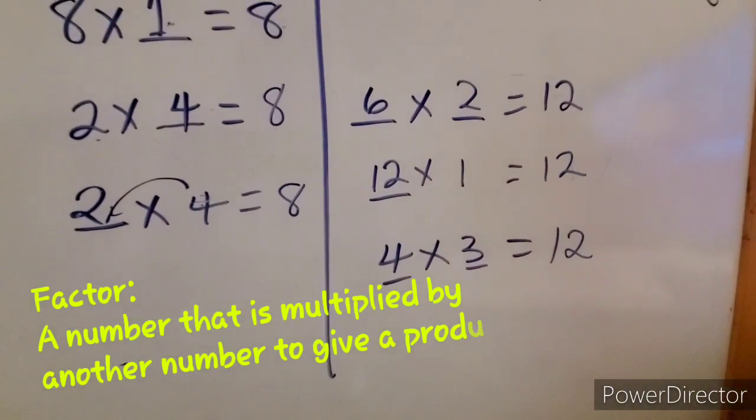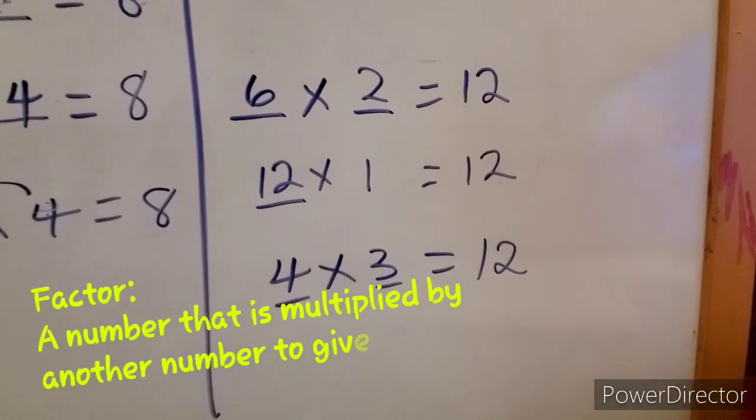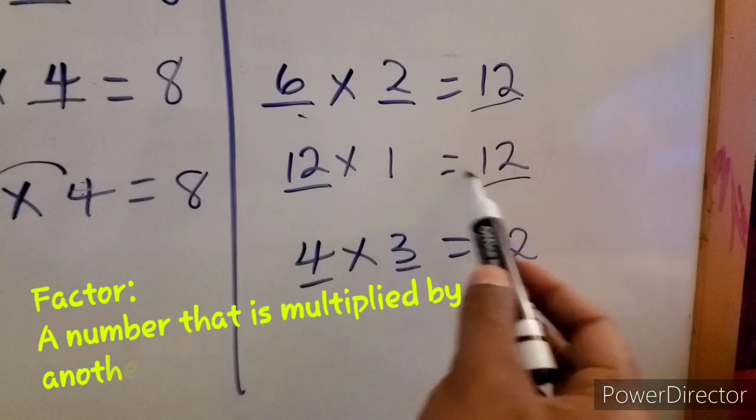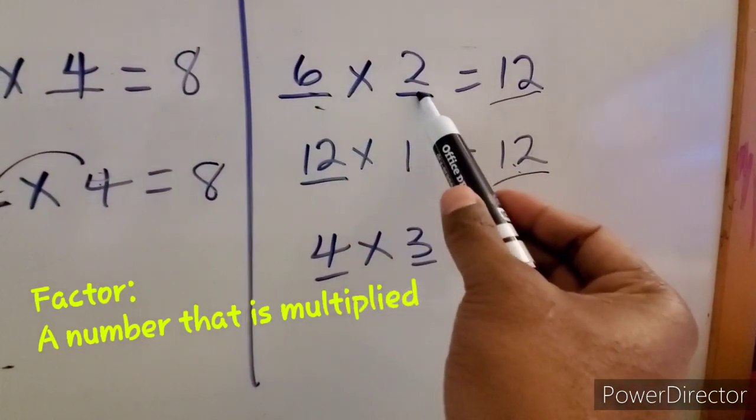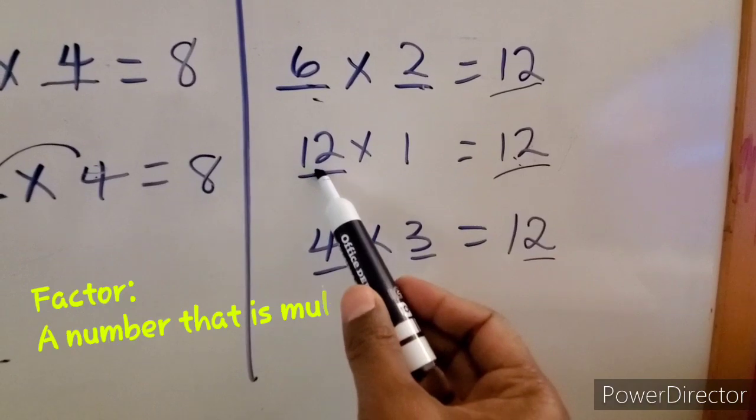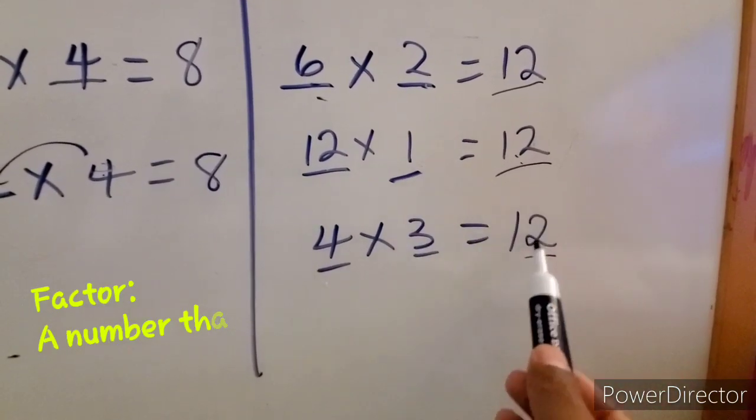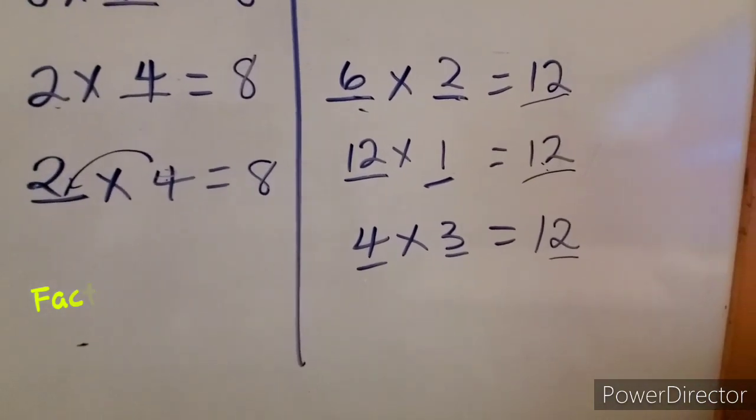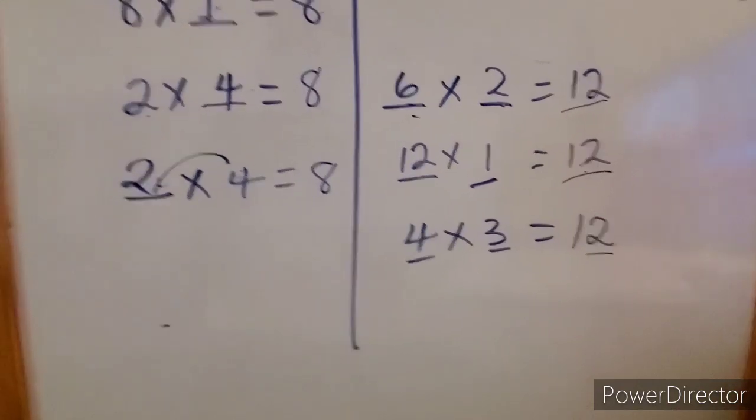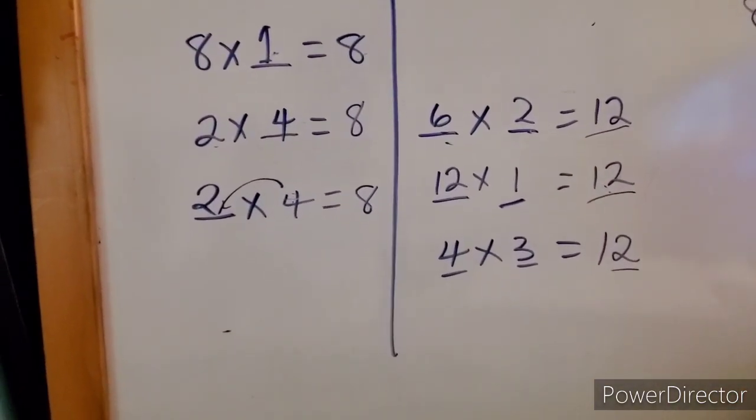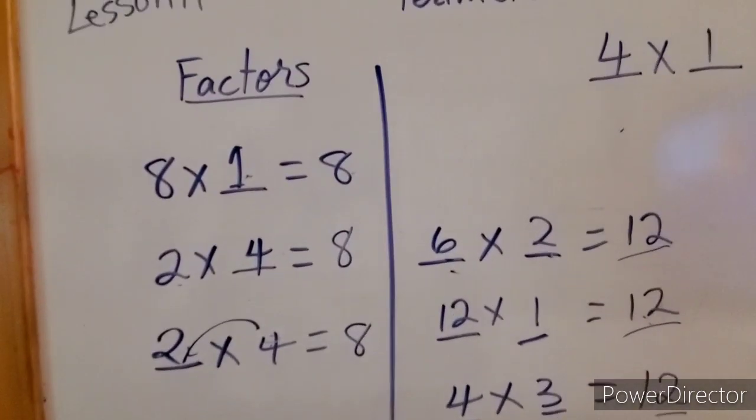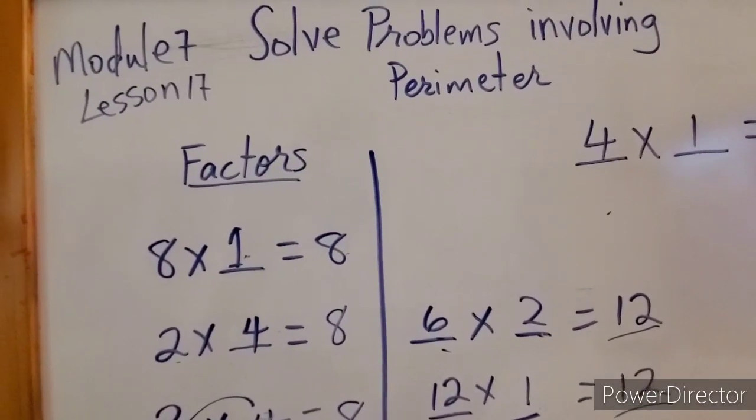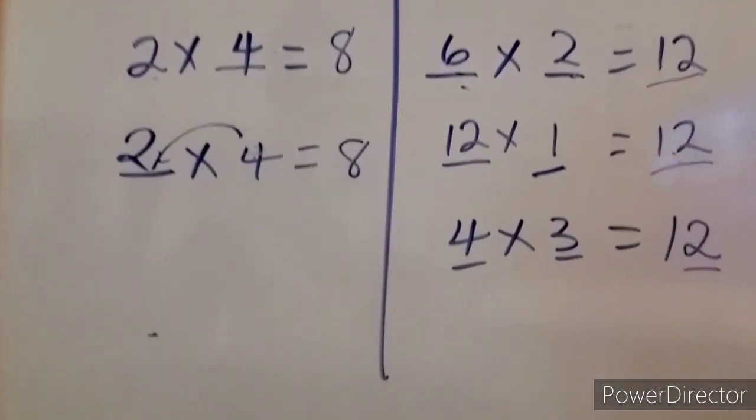So yes, notice the numbers. These are the factors and this is the product. Factors of 12, you have 6 and 2. Factors of 12, 12 and 1. Factors of 12 again, 4 and 3. Multiply them, you get the product. The product is 12. All right, now let's get into some practice of finding the perimeter of an object when you have the object itself. Okay. All right, let's get into that now.